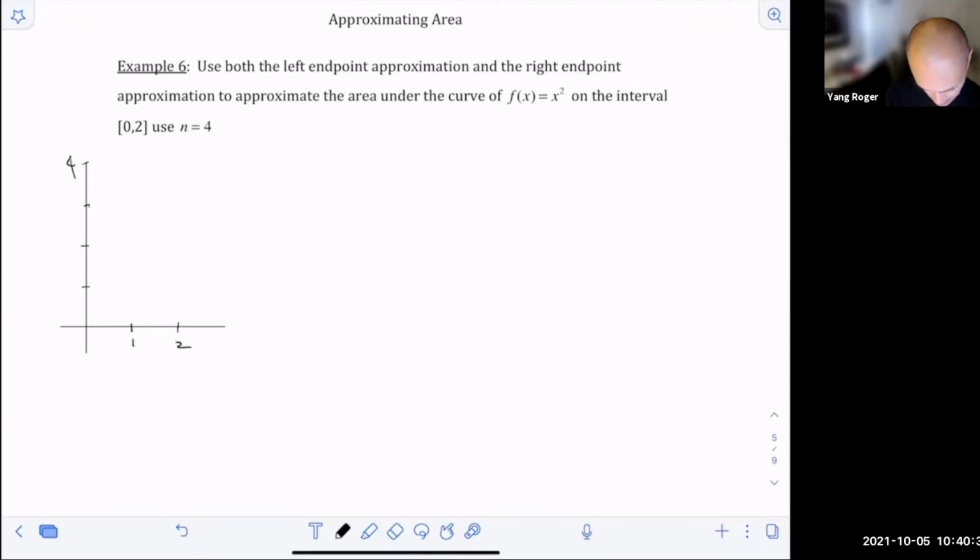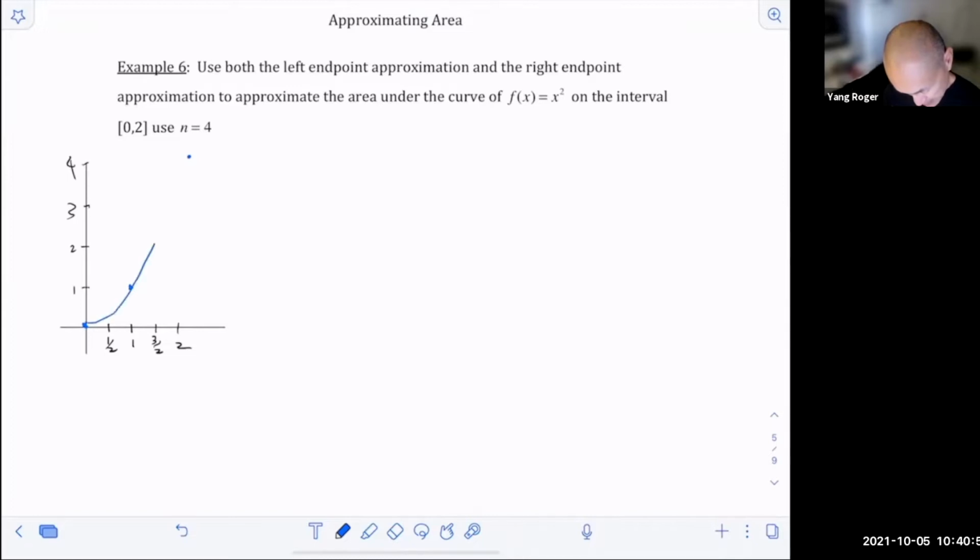So let me graph the situation here. I'm going to say, here's 1, and here's 2, and here's 1, 2, 3, 4, like that. I can even subdivide this. This would be 1/2, and this would be 3/2. And I can graph my curve. My curve is f of x equal to x squared. I can create 3 points like this, and sketch this curve. So this is f of x equal to x squared.